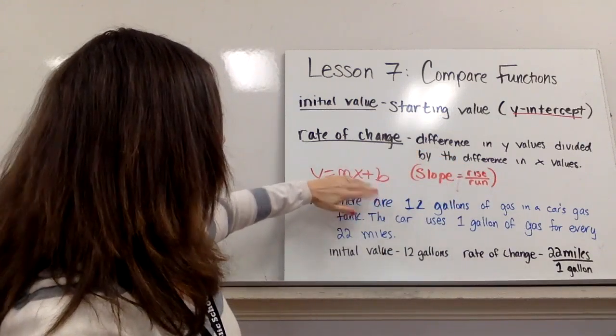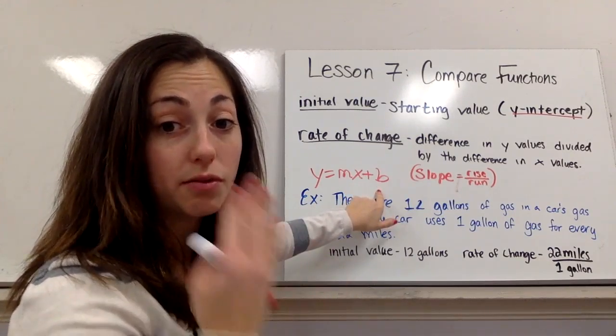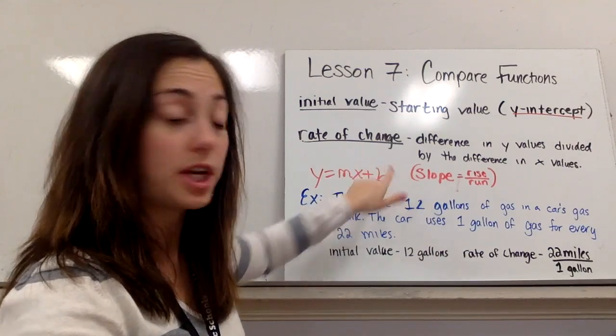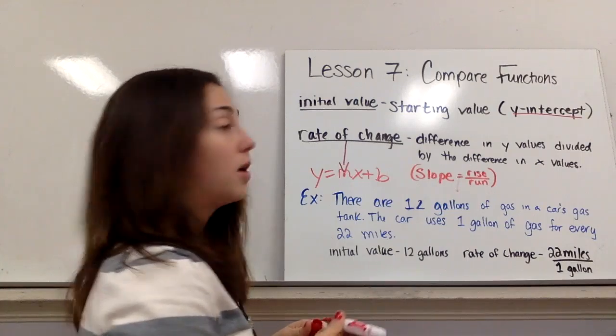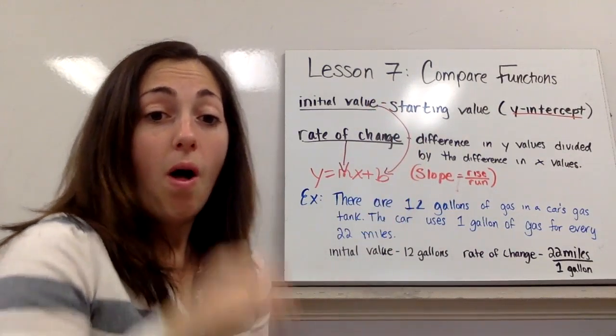Now, we have an equation, y equals mx plus b. This should sound familiar for linear functions. And our m is our rate of change. And our b is our initial value, okay?